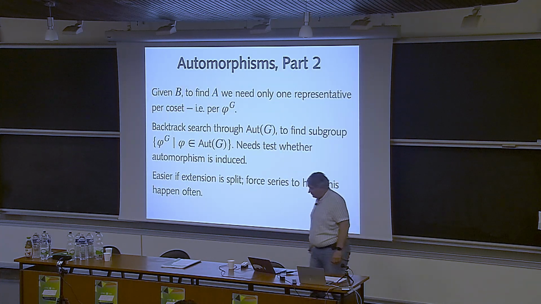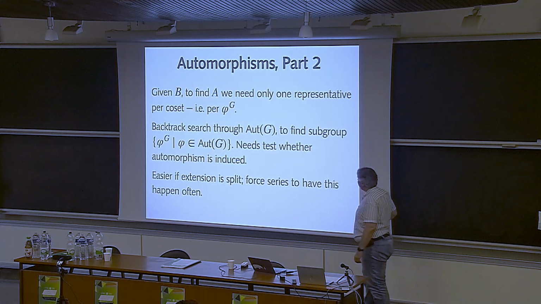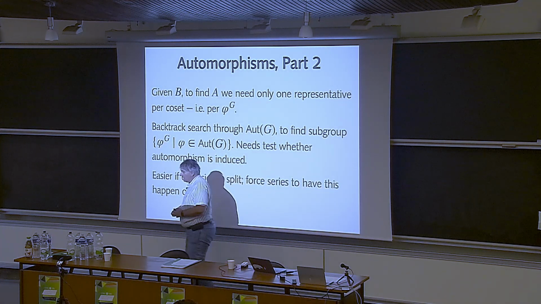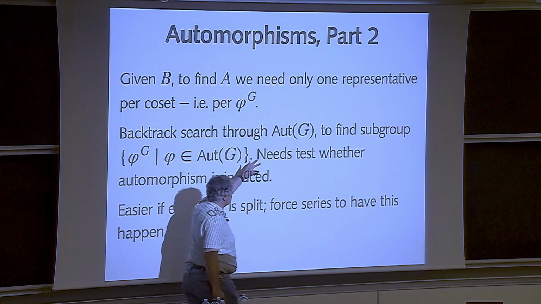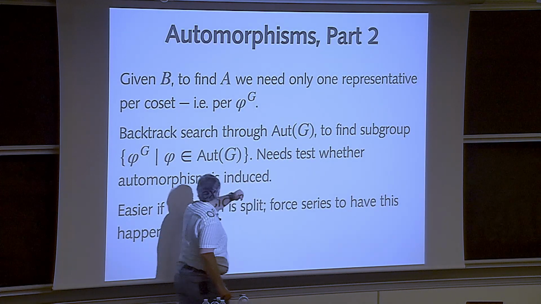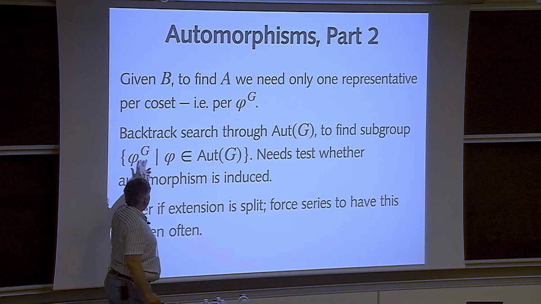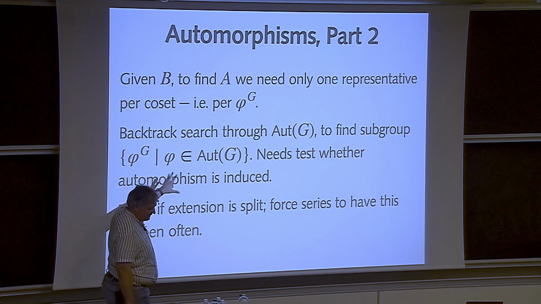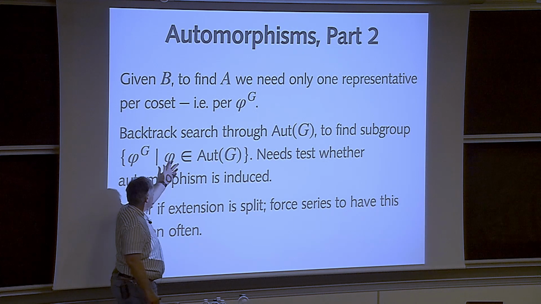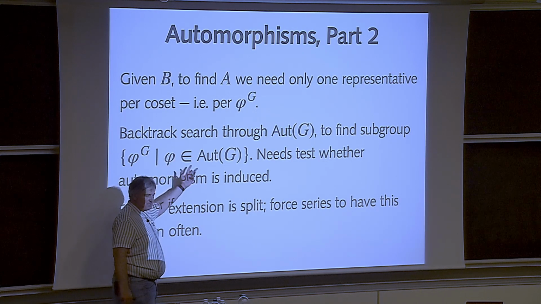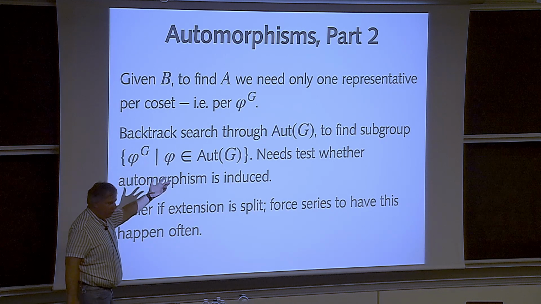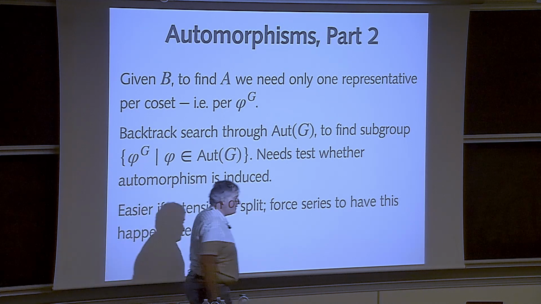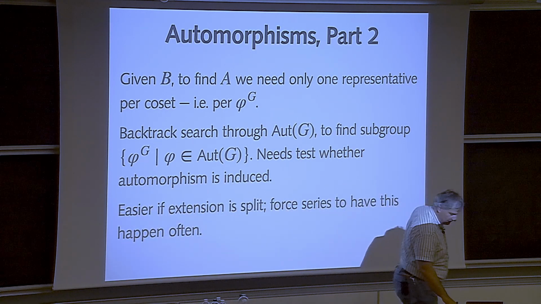Finally, how do I get the whole automorphism group? Basically, in the worst case, I need to search through the automorphism group of the factor to find the subgroup of induced images. And I need a test, and I don't write down the details here because that is messy, to check whether an automorphism can be induced, or how to extend such an automorphism of the factor. That is the bit which is expensive in the automorphism group calculation.